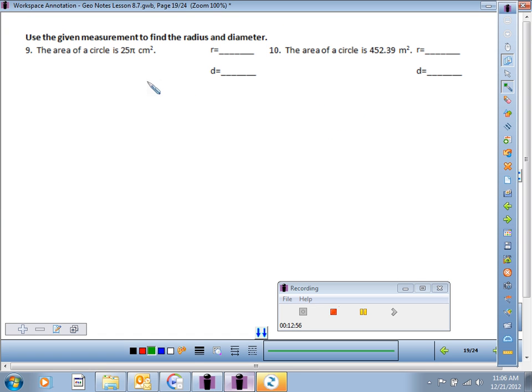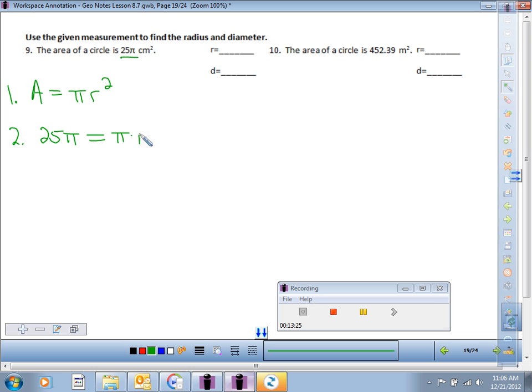All right, the next problems, here we go. I'm going to give you these work backward problems. The area of a circle is 25 pi centimeters squared. So we have the area of a circle, so we might as well, step 1, write the formula down. Pi r squared. Step 2, substitute in what you know. The area is 25 pi. We need to be careful that we have 25 pi, not 25.